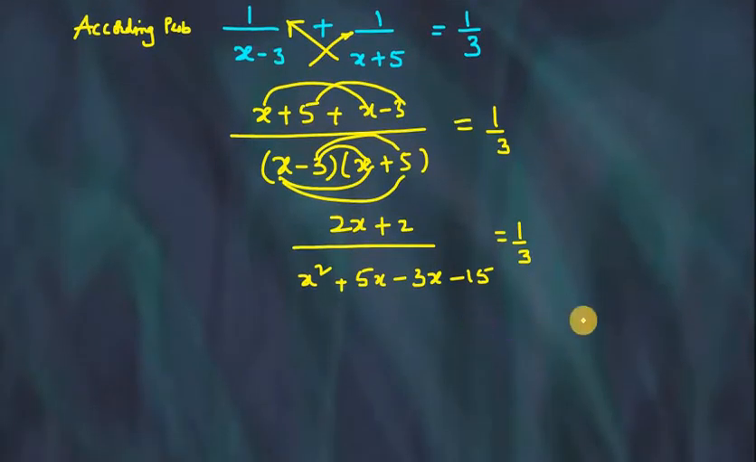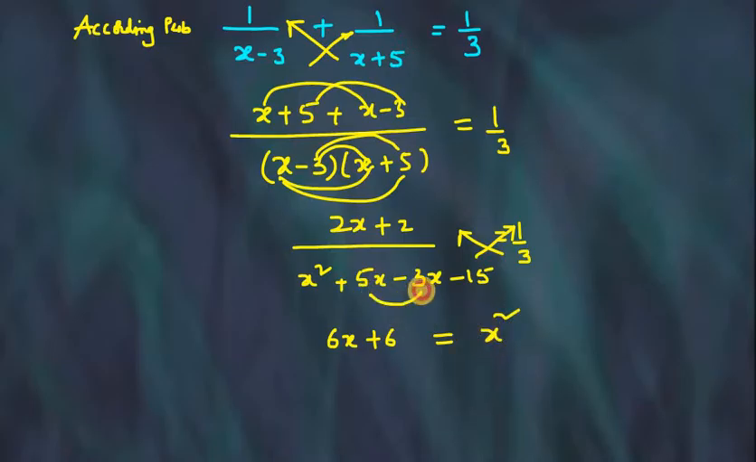Now we'll go further and simplify it. If I cross multiply, 3 with this whole binomial, what will we get? 6x plus 6, 3 into 2x and 3 into 2, is equal to 1 with this, the same thing: x square plus 2x minus 15.